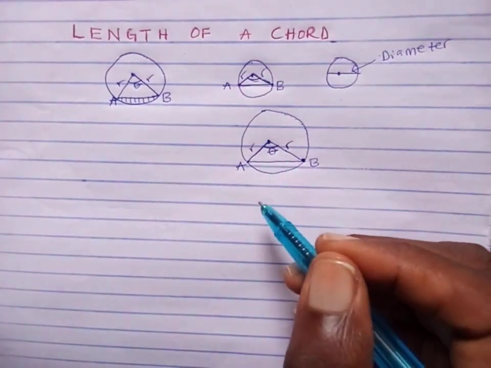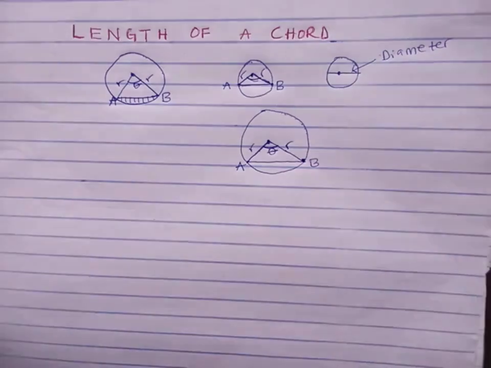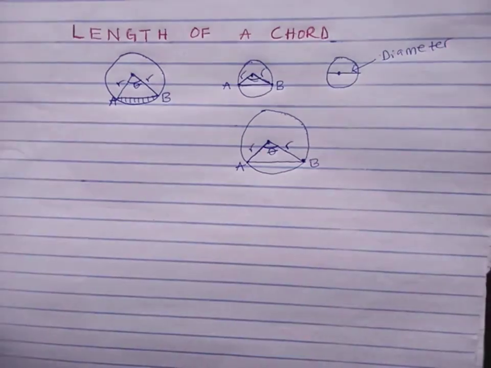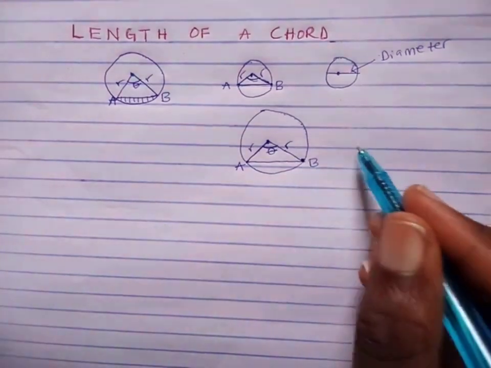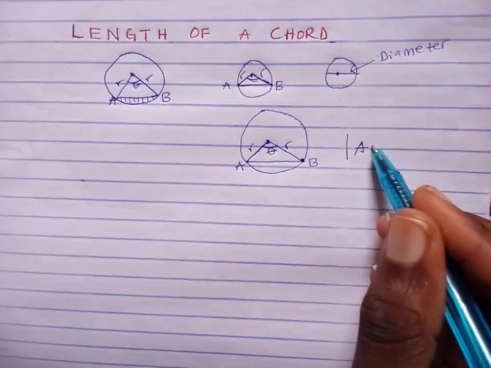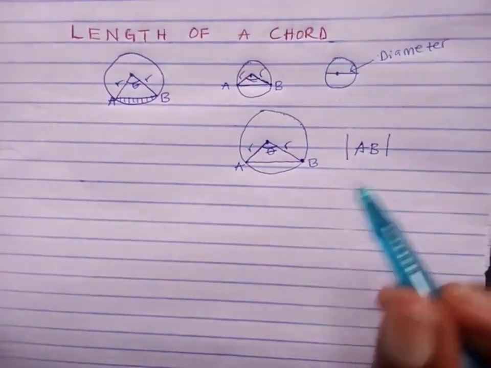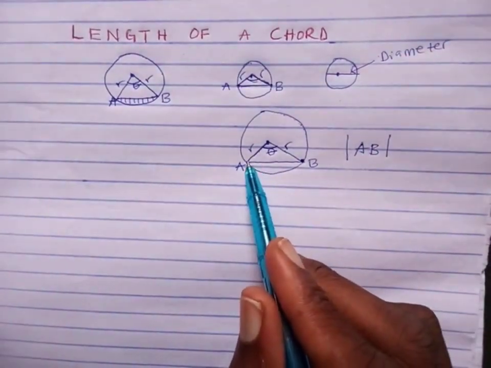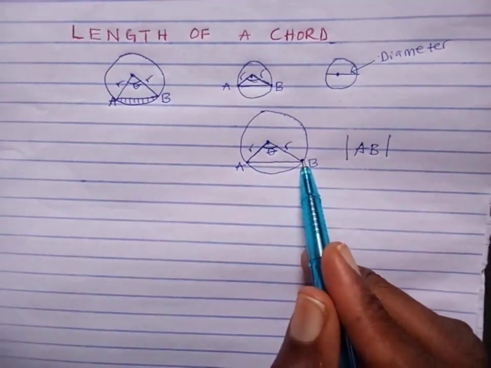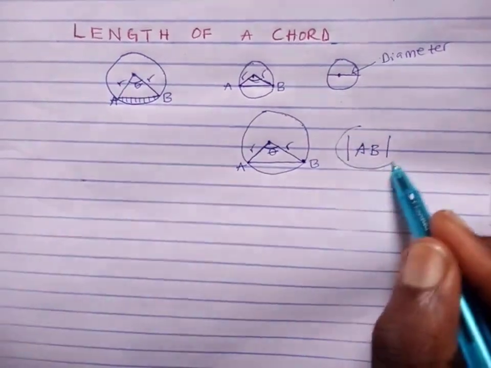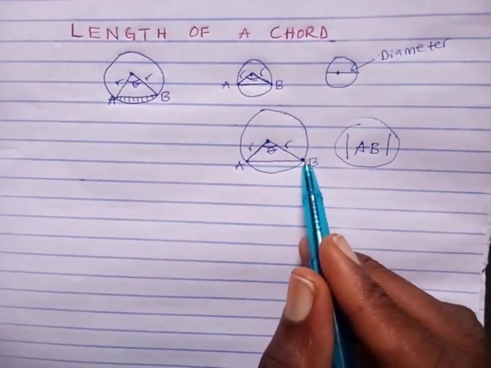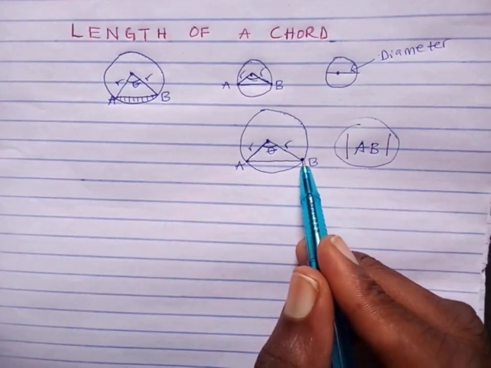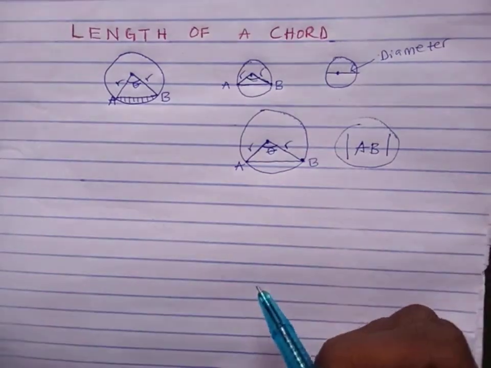We'll call it theta. Now, what are we required to find in this very lesson? We are required to find the length of this very chord. We are looking for the length of this very line, line AB, the line running from A to B. This very line is called a chord. So how do we find the length of a chord?